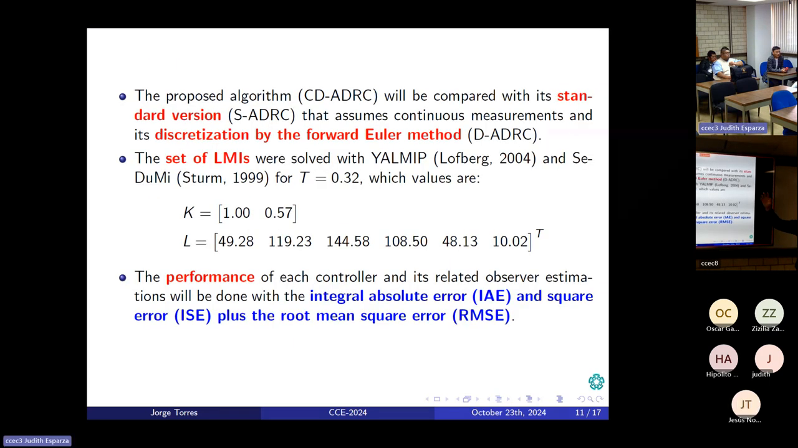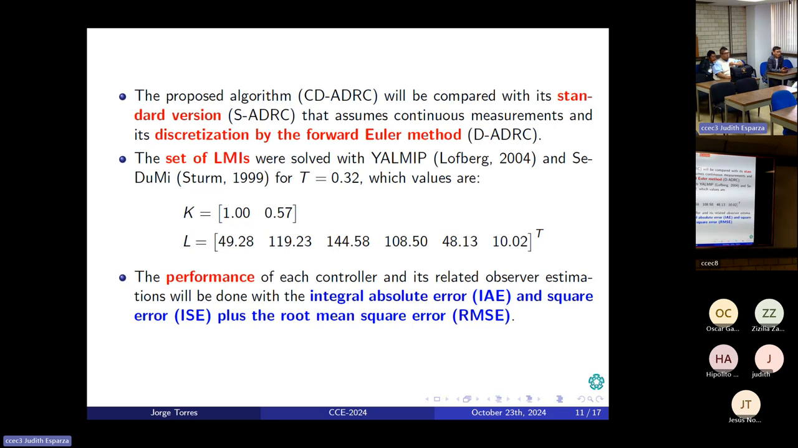We study the proposed algorithm with respect to other ones. The first one is the standard version of the active disturbance rejection controller. That is, we do not take into consideration the behavior of the predictor, because we assume continuous measurements. Another one is to discretize the standard version by the forward Euler method, taking into consideration this variable.